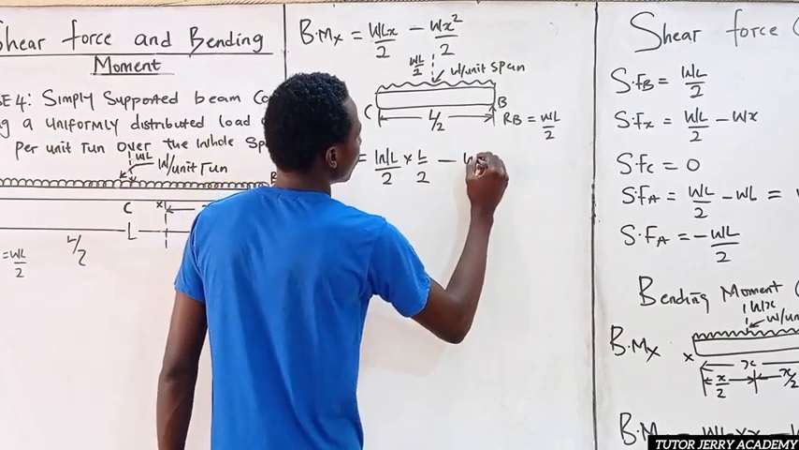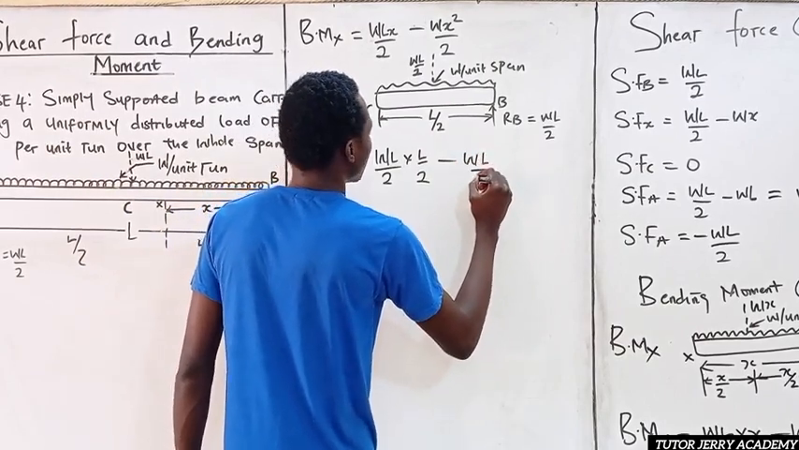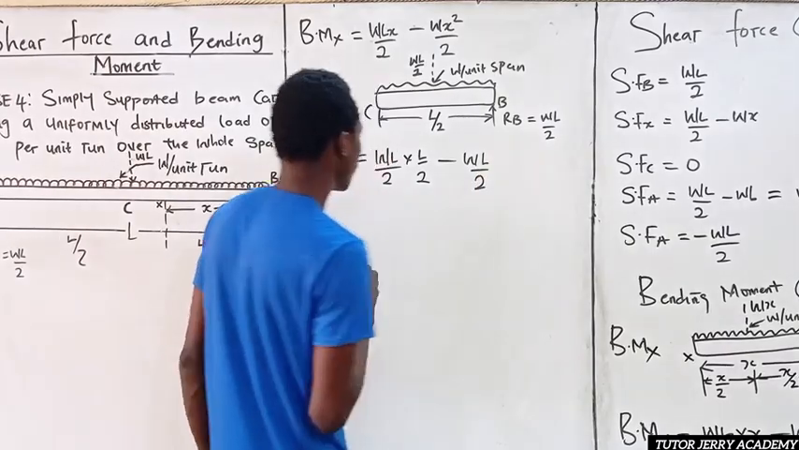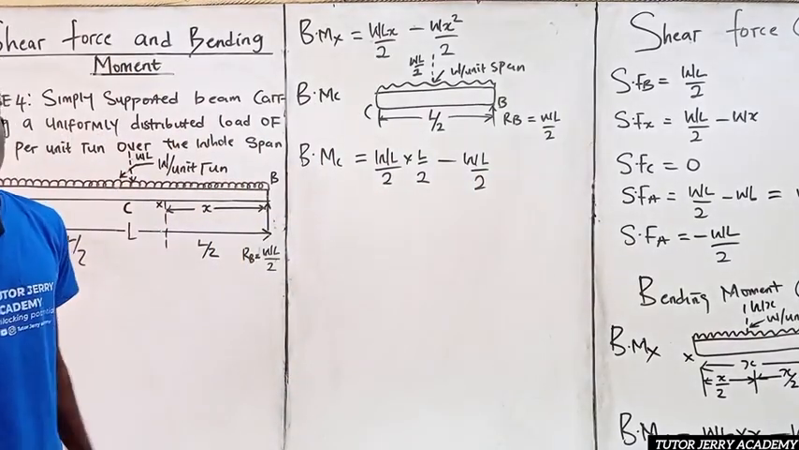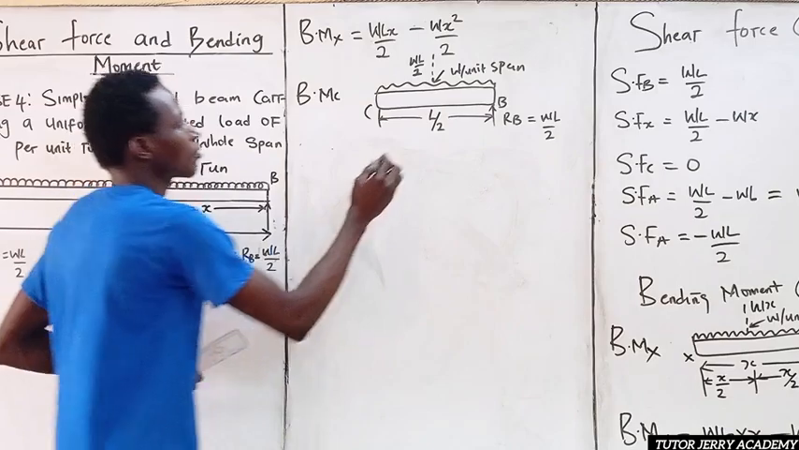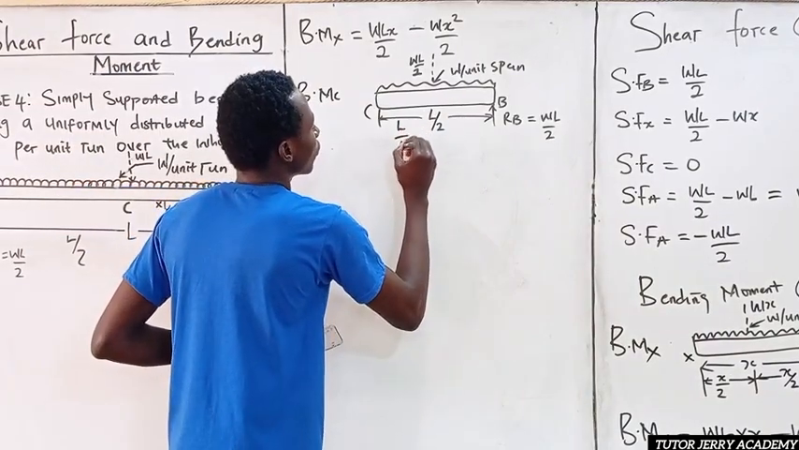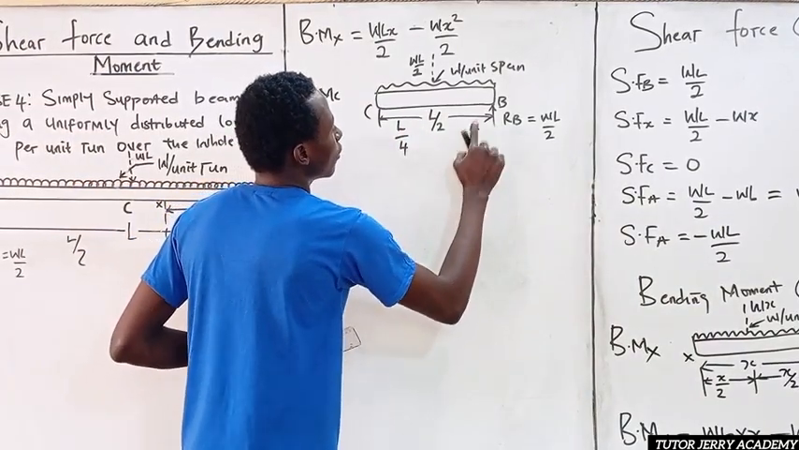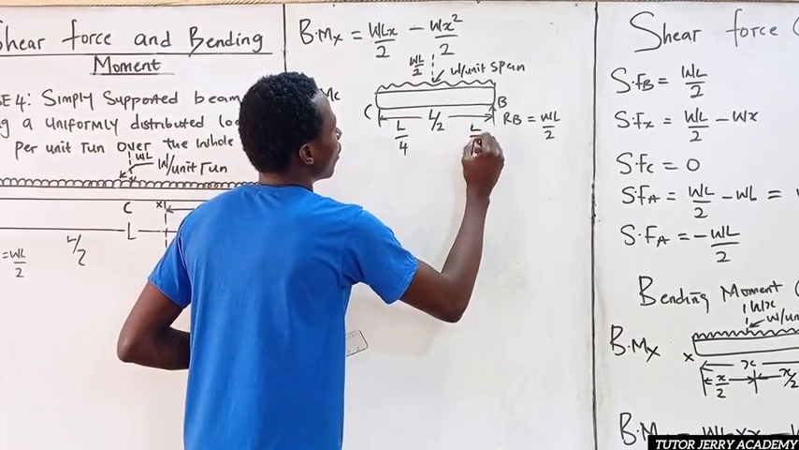Now, the next force we have here is coming downward. That is minus WL all over 2. It will be multiplying, so this is going to be L all over 4, and here is going to be L all over 4.